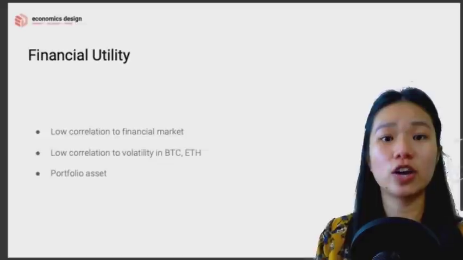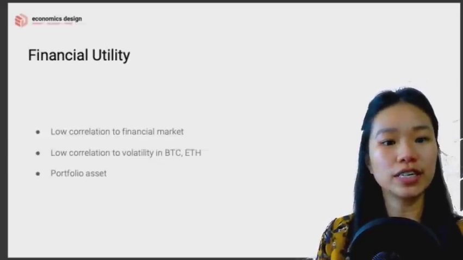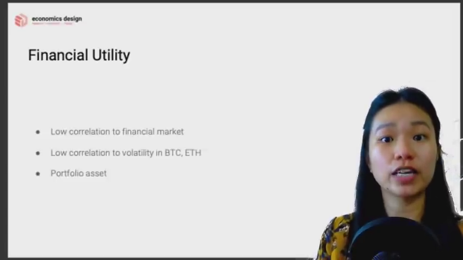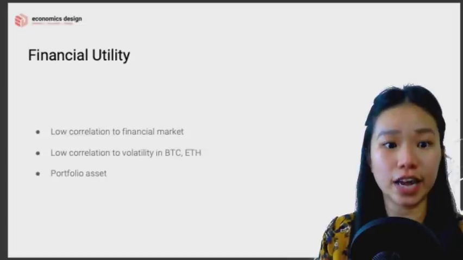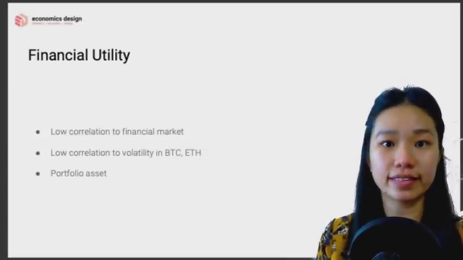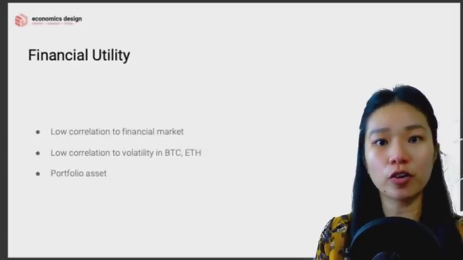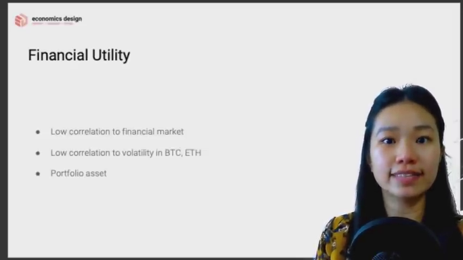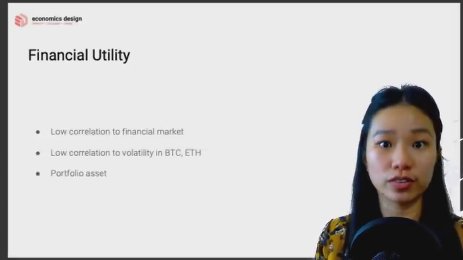If that is the economic utility, what is the financial utility then? The financial utility is to have low correlation with the financial market and low correlation to the prices of BTC and ETH, which is why I say that this is a very good asset for your portfolio, because when we're building portfolios, we want assets that have low correlation to whatever is going on in the financial market or even your major cryptocurrencies.